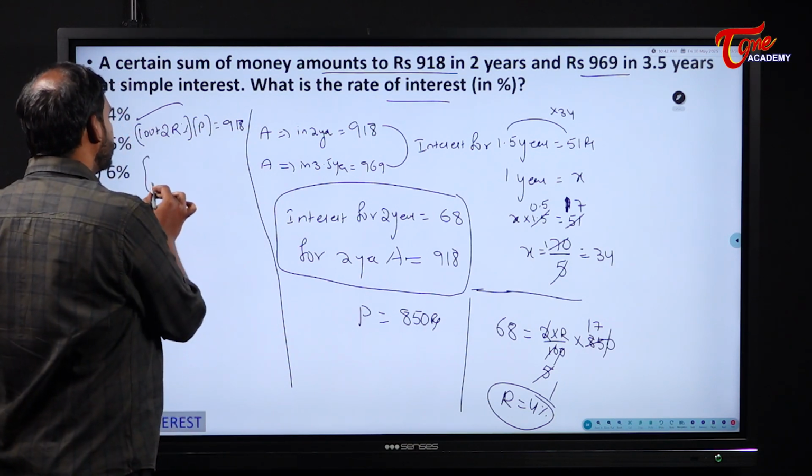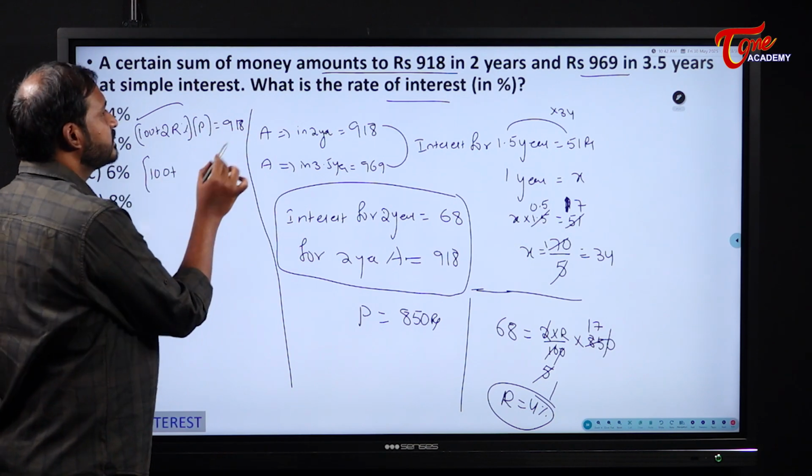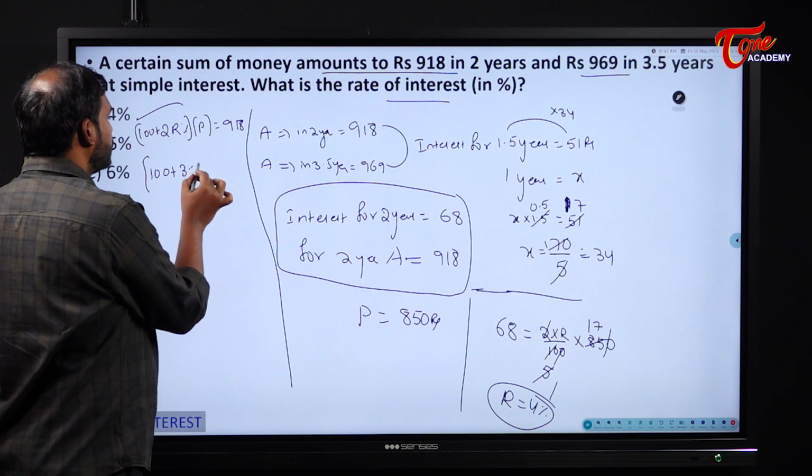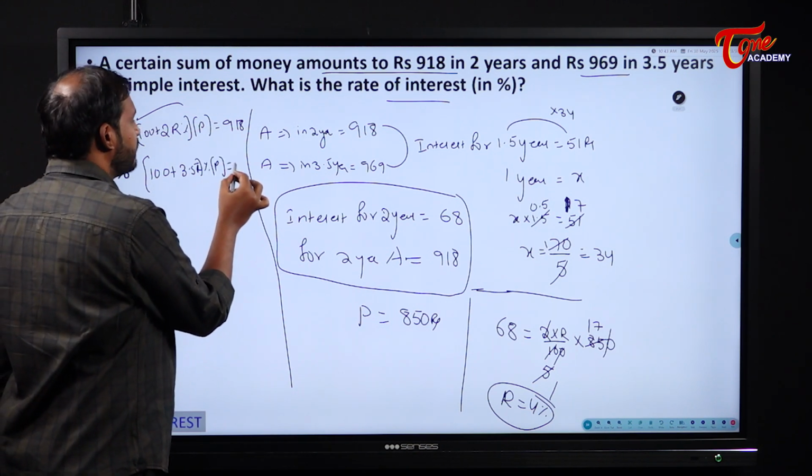Next one will become what, students? 100 plus 3.5R percentage of P. This will become some 969.